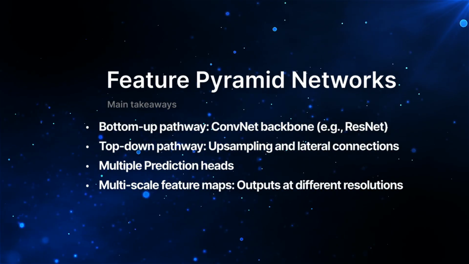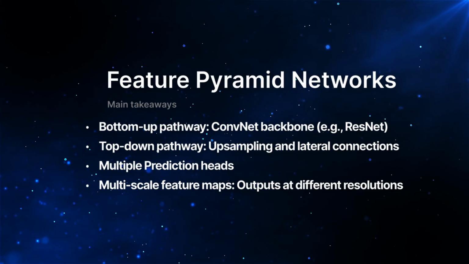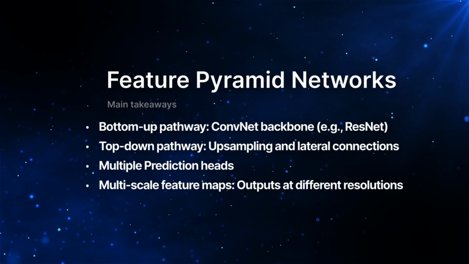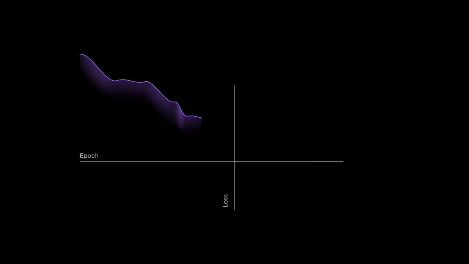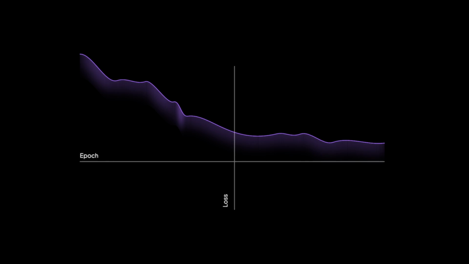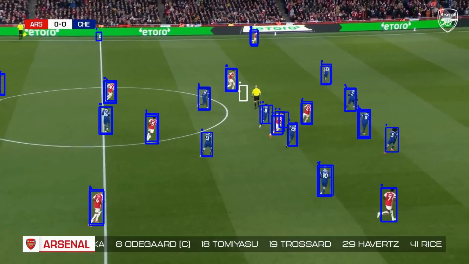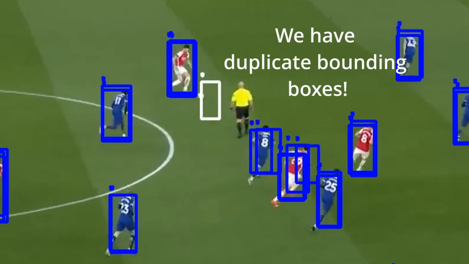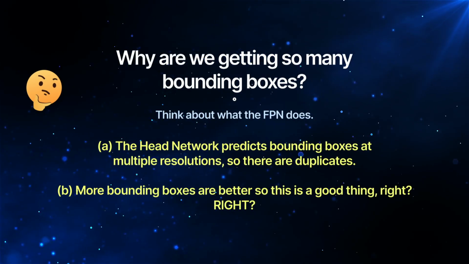The backbone consists of a bottom-up pathway. The neck consists of a top-down pathway with upsampling and lateral connections. Then we have multiple prediction heads and multi-scale outputs at different resolutions. Let's go train this and see our loss go down again. Display the annotations on the input images, and it appears that we suddenly have a lot of bounding boxes. So why do you think there are so many bounding boxes now? Pause and try to think for yourself.